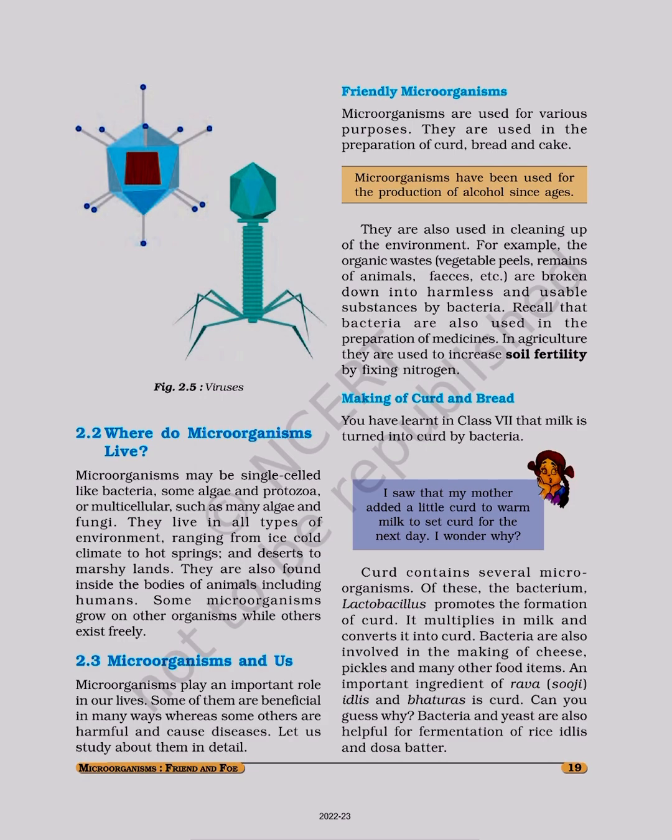2.2 Where do microorganisms live? Microorganisms may be single celled like bacteria, some algae, and protozoa, or multicellular, such as many algae and fungi. They live in all types of environment, ranging from ice cold climate to hot springs and deserts to marshy lands. They are also found inside the bodies of animals, including humans. Some microorganisms grow on other organisms, while others exist freely.